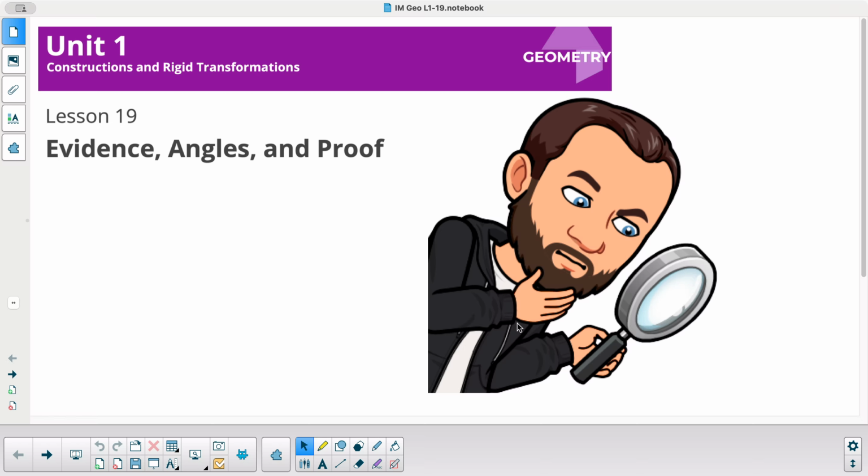Illustrative Math Geometry, Unit 1, Lesson 19 is called Evidence, Angles, and Proof.